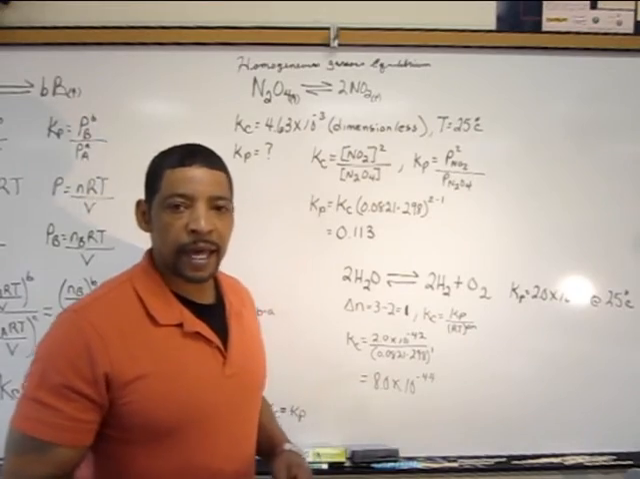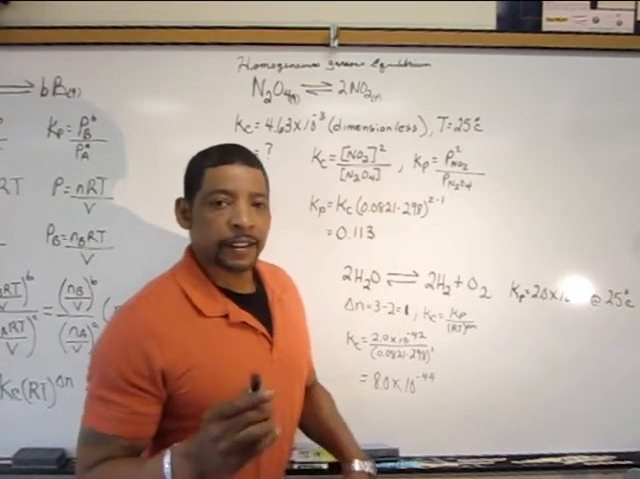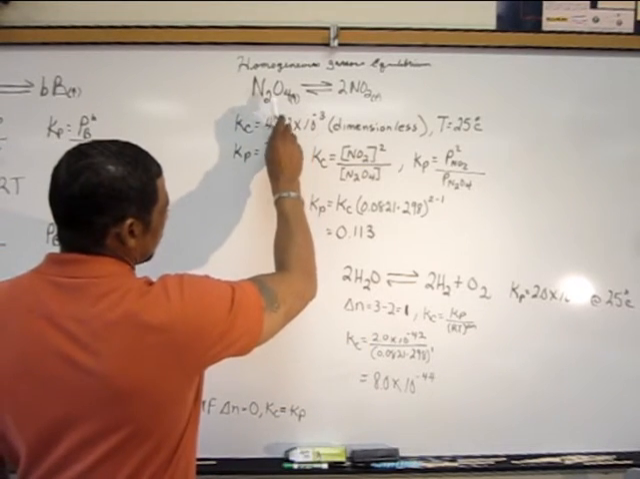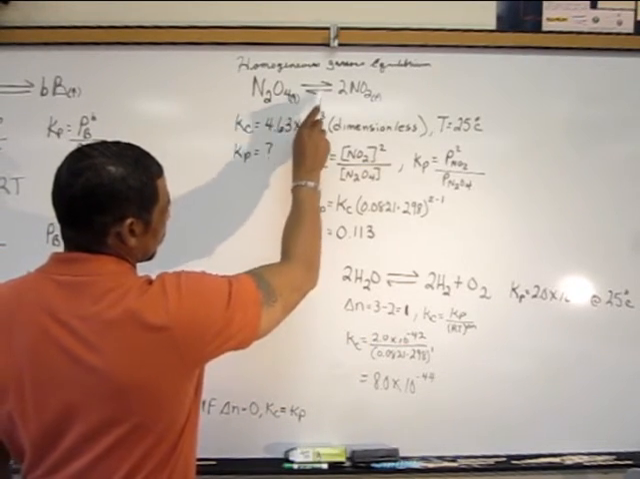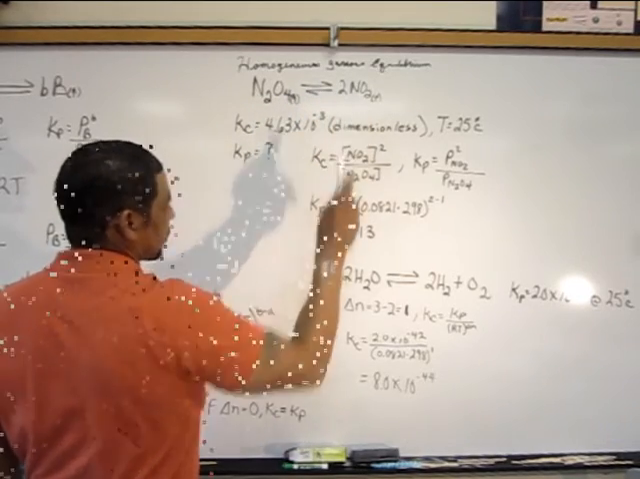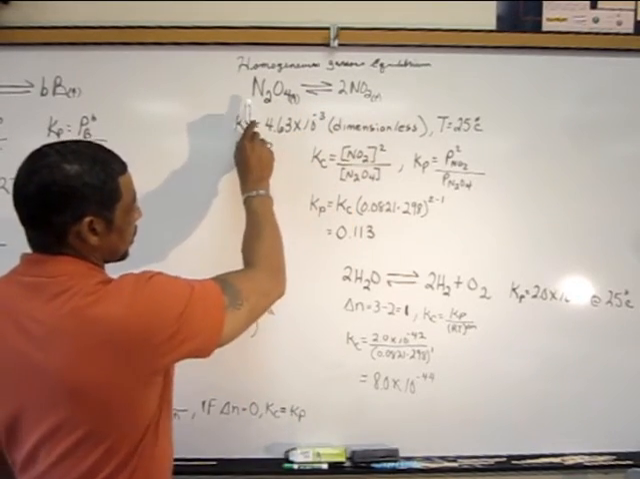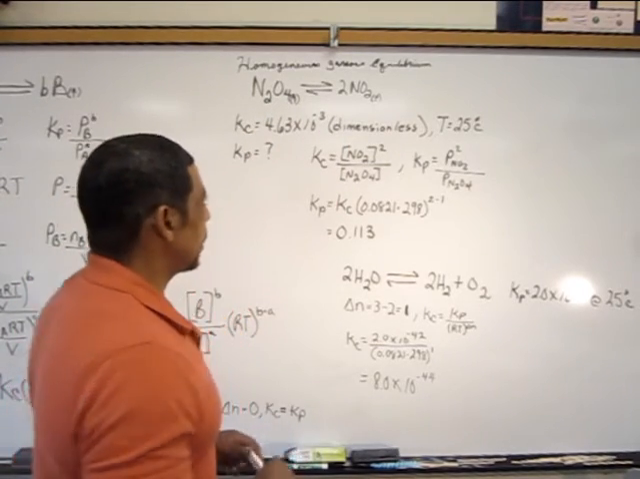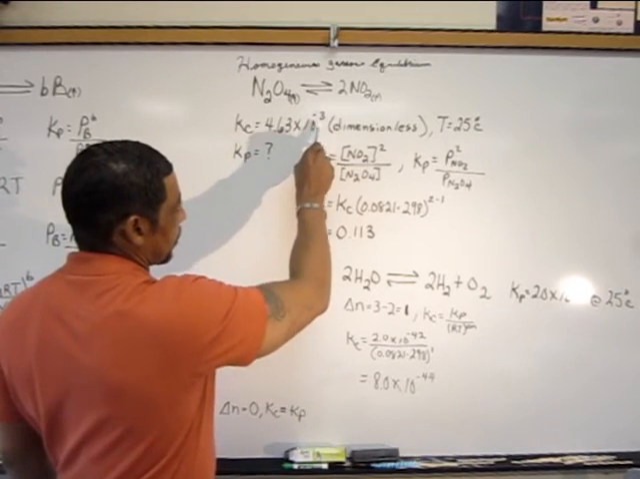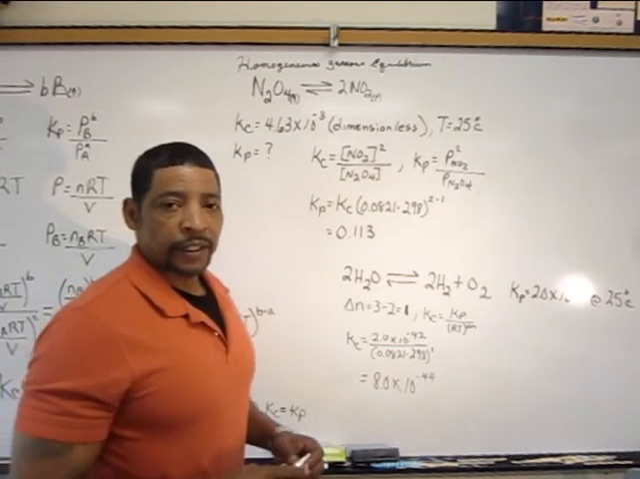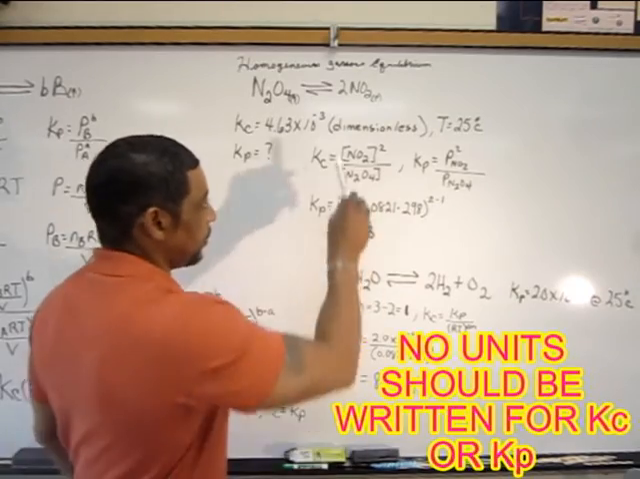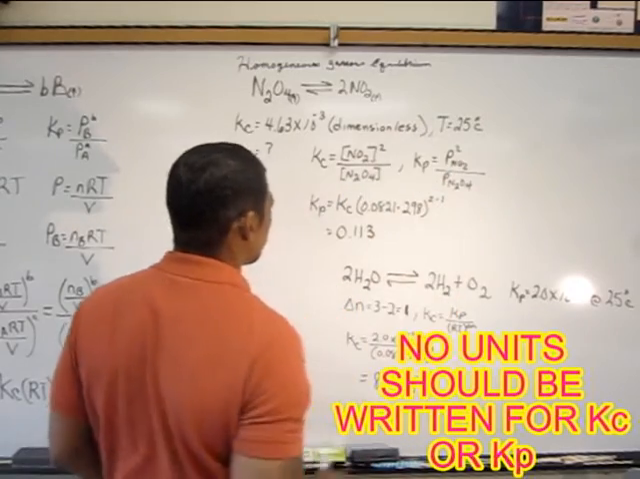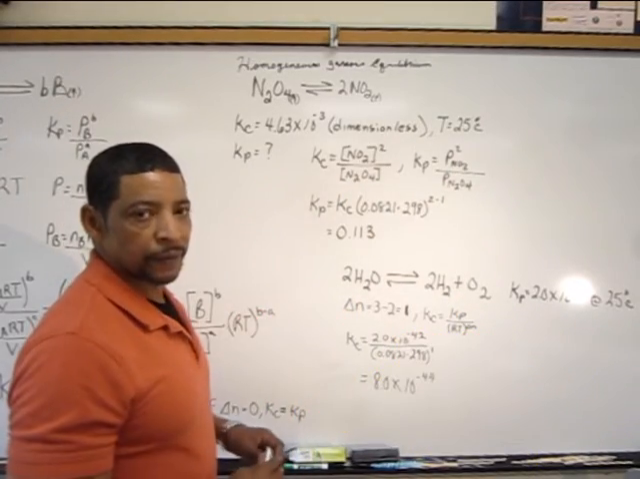As an example of how Kp and Kc are related, consider the following. In this equilibrium equation, reactant dinitrogen tetroxide is in equilibrium with nitrogen dioxide. And of course, the balanced equation will be 1 to 2. Suppose we're given a Kc value of 4.63 times 10 to the minus 3, where both Kc and Kp are dimensionless values, and the temperature is given as 25 degrees Celsius. What is the Kp for this equilibrium?